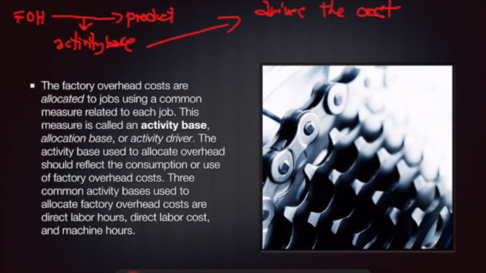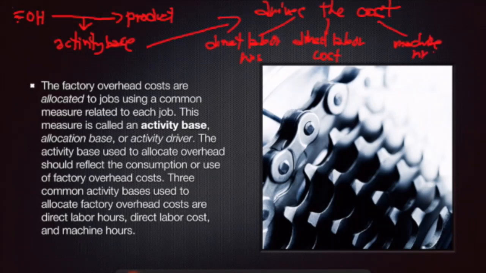So the three common activity bases used to allocate factory overhead costs are the following. First is the direct labor hours. Second is the direct labor cost. And third, the machine hours. So these are what drive the activity base, or allocation base, or activity driver.